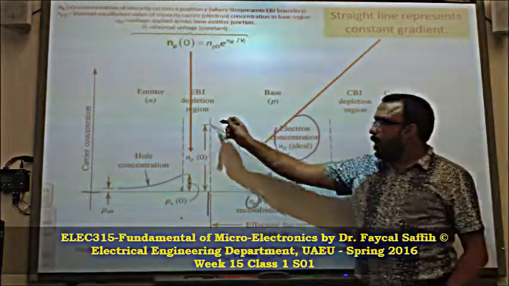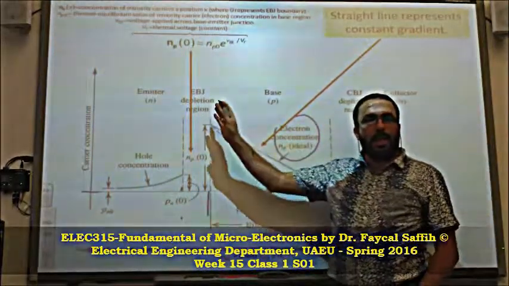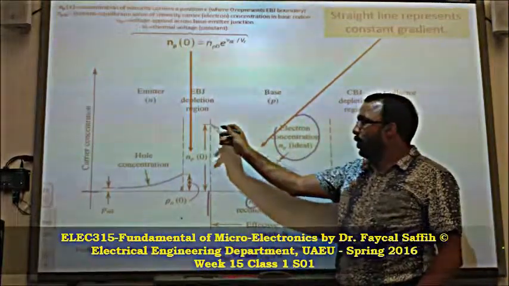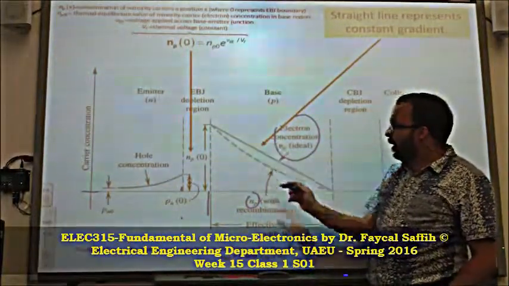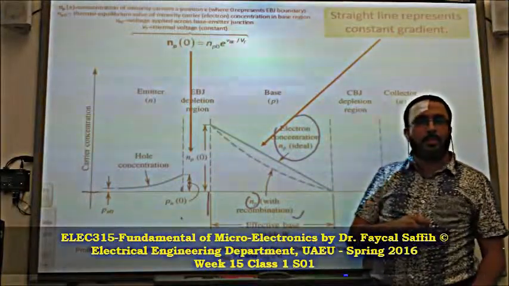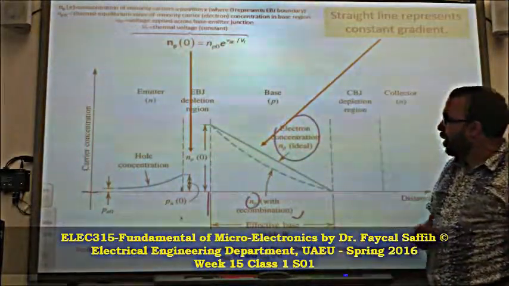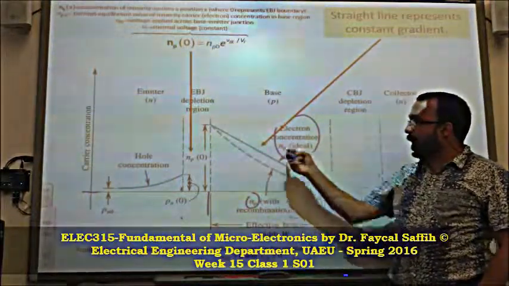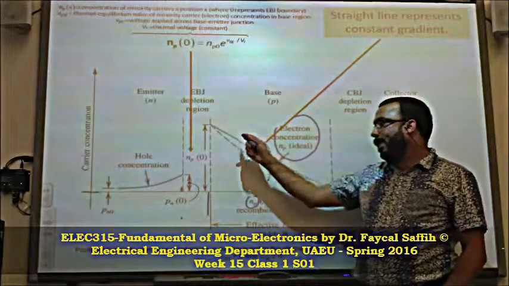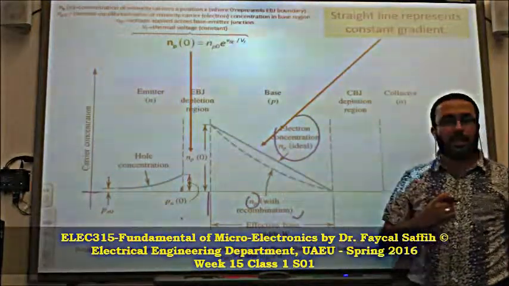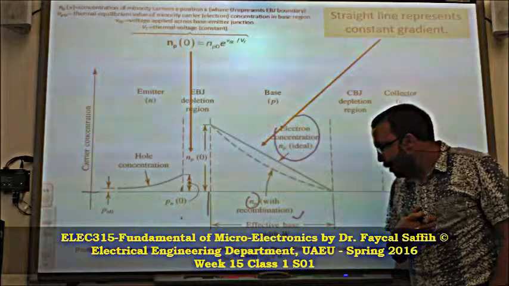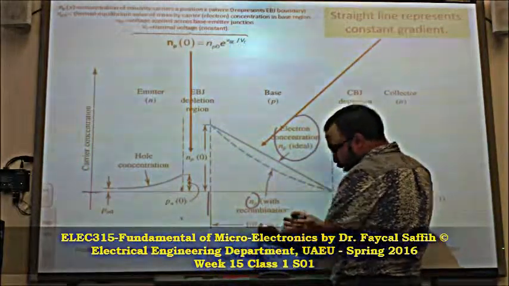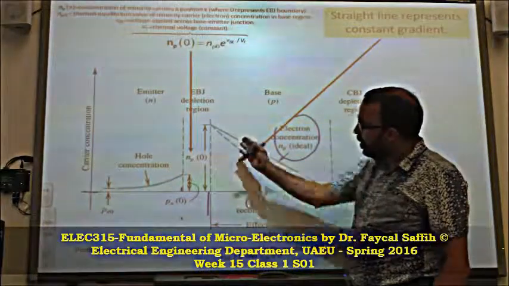And of course, regarding the gradient, not all of the electrons will pass to the collector. They will decrease because some of them will recombine. Here is the ideal: ideally, we want them to recombine in a linear fashion. But in reality, they are in a non-linear fashion. So if you make the base width smaller, what happens?